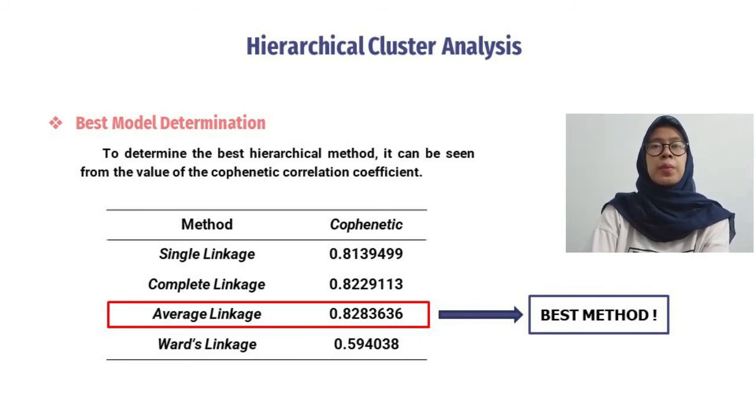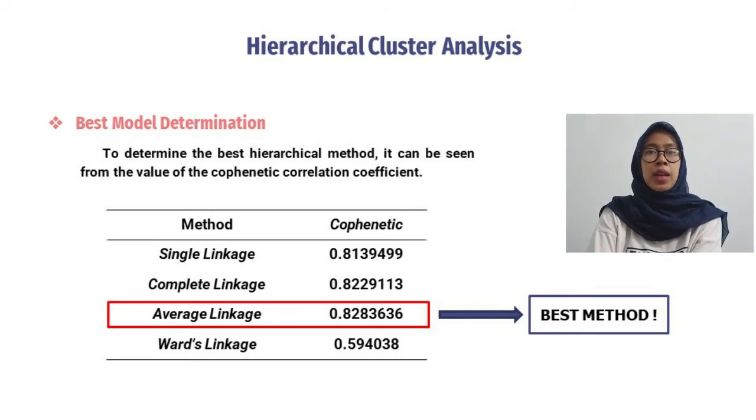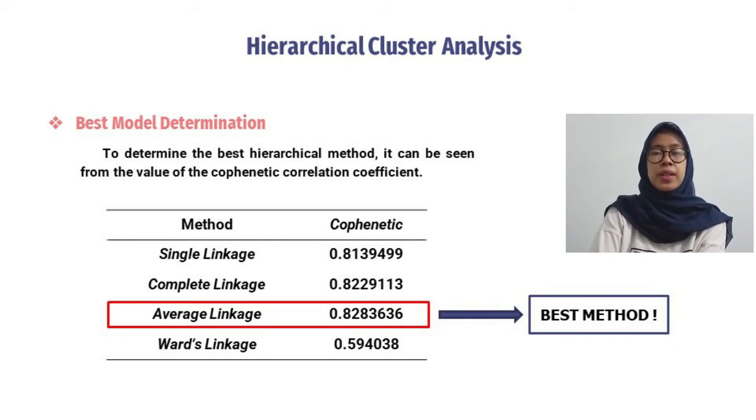To determine the best hierarchical method, it can be seen from the value of the cophenetic correlation coefficient. Based on the table, the hierarchical method with a cophenetic correlation coefficient value close to 1 is the average linkage method, so the best method that will be used in conducting hierarchical clustering analysis on the Indonesian people's welfare indicators in 2020 is average linkage.